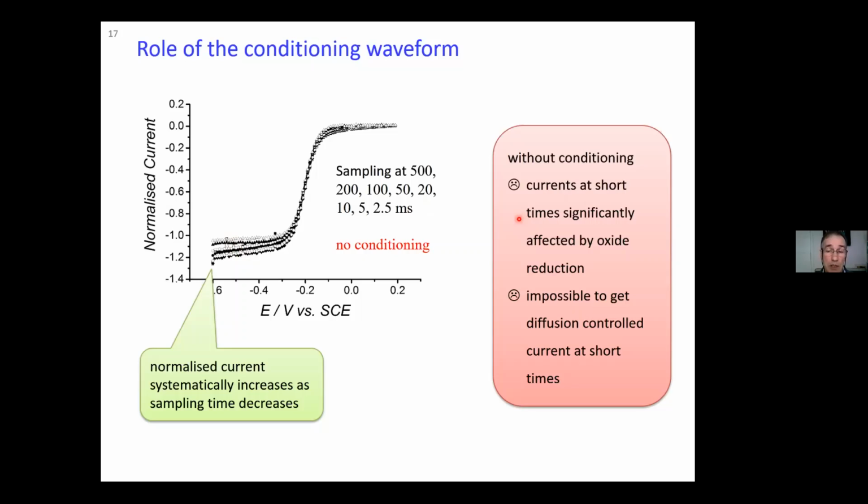So this is related to the reduction of platinum oxides which are left on, and if you don't perform the conditioning waveform, you're not able to retrieve the expected diffusion control response, so you're getting extra current.